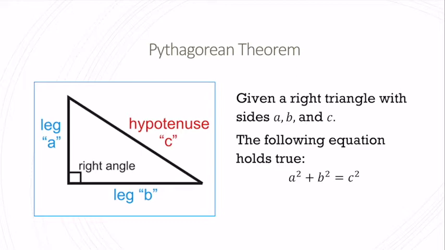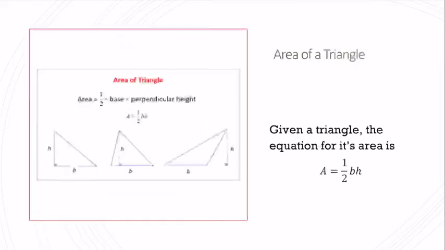I'm briefly introducing the Pythagorean Theorem because we're going to use the distance formula to solve a geometry problem. Given a right triangle with sides A, B, and C, where C is the longest side, the hypotenuse, the following equation holds true: A squared plus B squared equals C squared. And the area of a triangle is 1/2 base times height. If we know it's a right triangle, we can find its area because the base and the height are just the legs of our triangle.